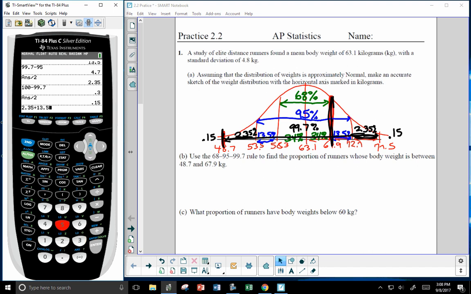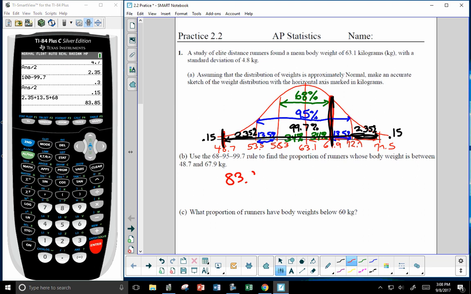Okay, I know at this point we have learned to do normal CDF, and so a lot of us would just want to have the 48.7 be our lower bound, the 67.9 be our upper bound, 63.1 be the mean, 4.8 the standard deviation, and try to get the answer that way. But since the problem specifically told you to use the 68, 95, 99.7 rule, which is our empirical rule, the answer we're going to get on the calculator is actually not acceptable.